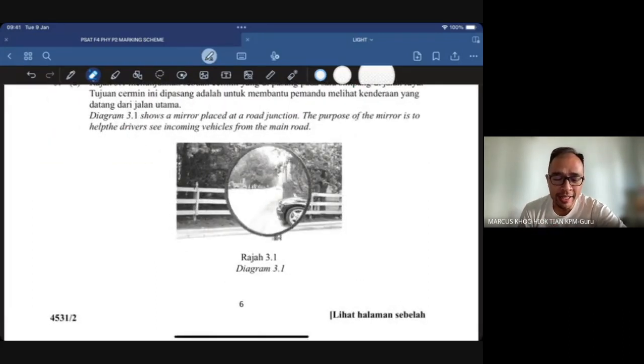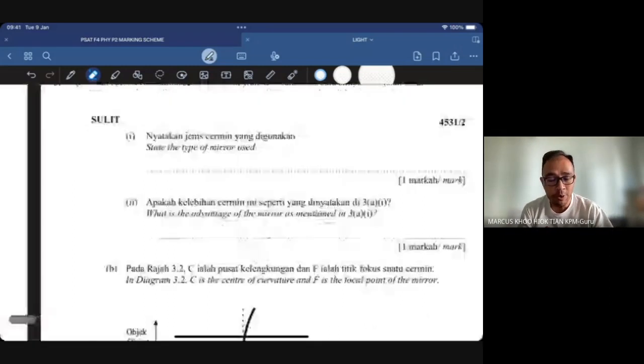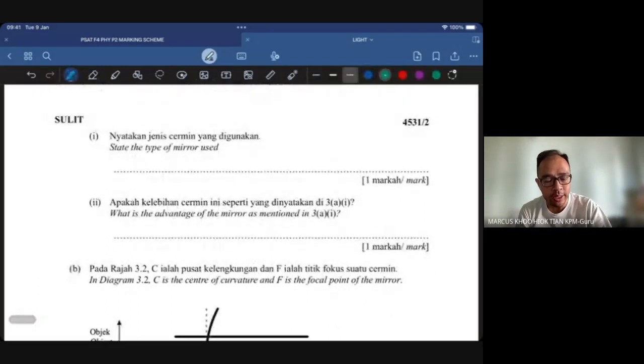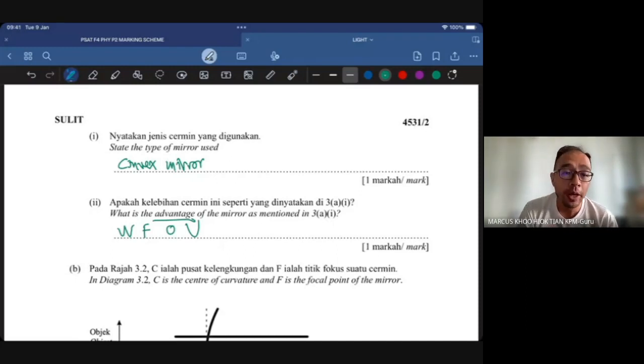Mirror, once again, incoming vehicles on the main road. At this point, I hope that you know that the mirror that we're using is the convex mirror lah. And what is the advantage? Also the same thing. Wide field of vision, wide field of view. Wide angle of view also can.